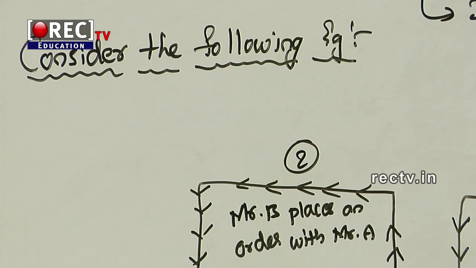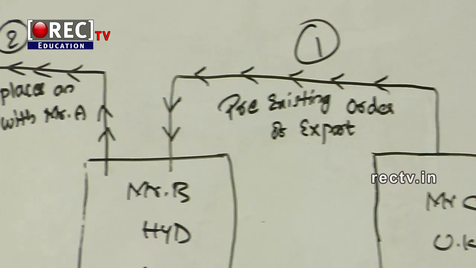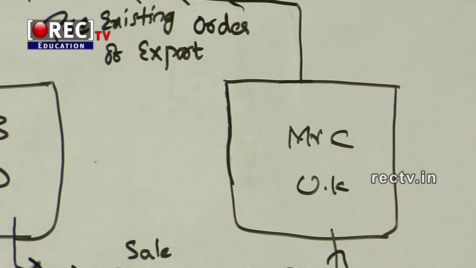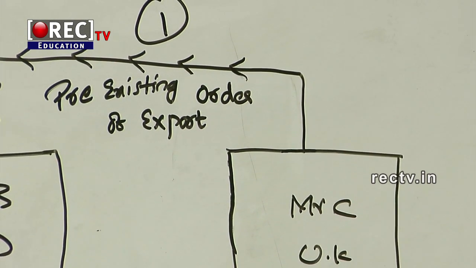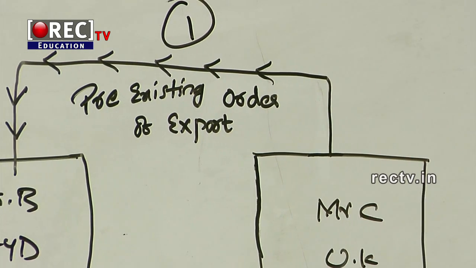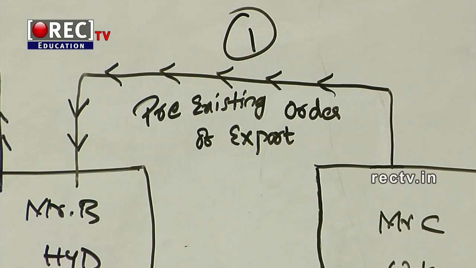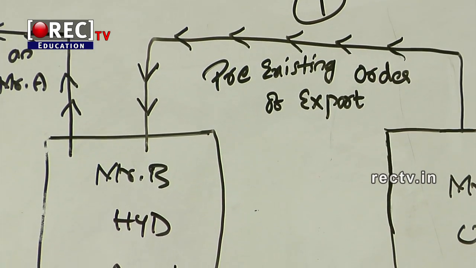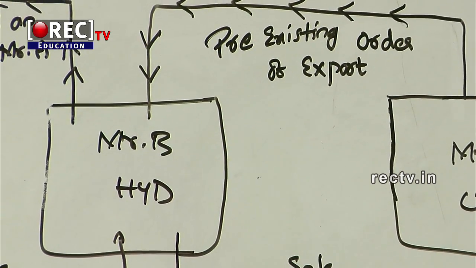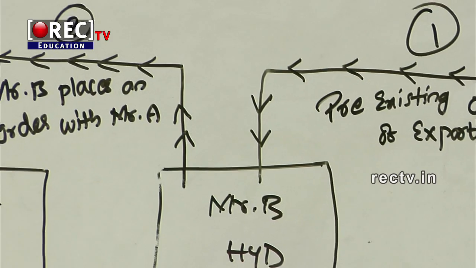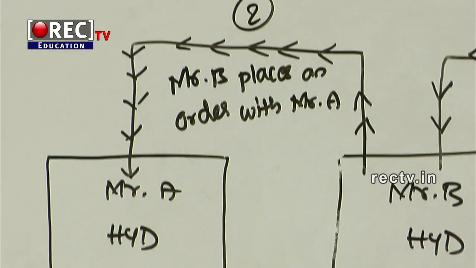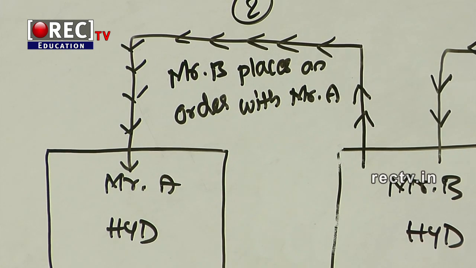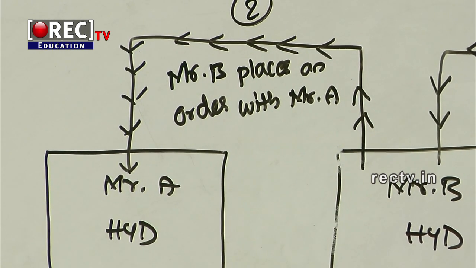Consider the example. From here, Mr. C is a UK person, that is a foreign person, entering into a contract, that is a pre-existing order of export, and ordered Mr. B for some goods, and Mr. B again ordered the same goods from Mr. A. These both are from the same state, that is, Mr. B places an order with Mr. A.